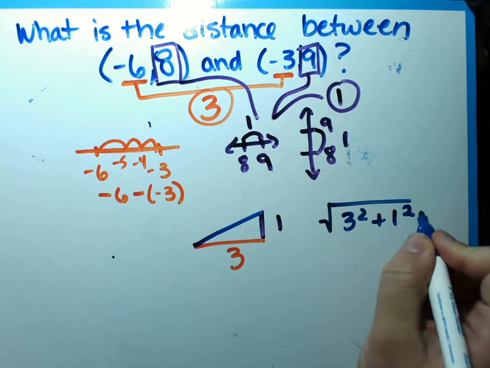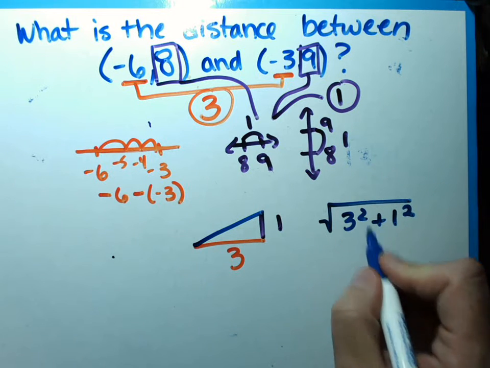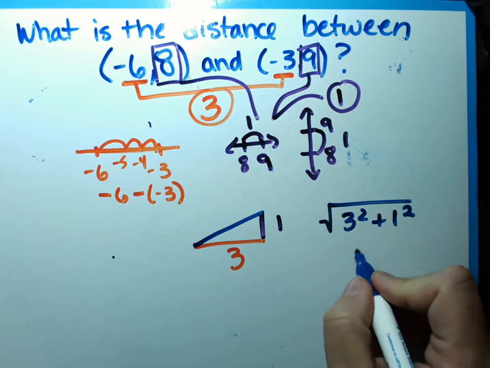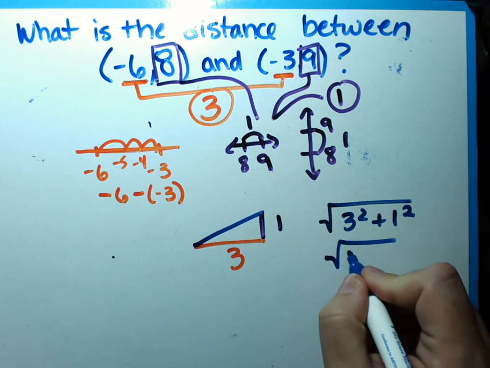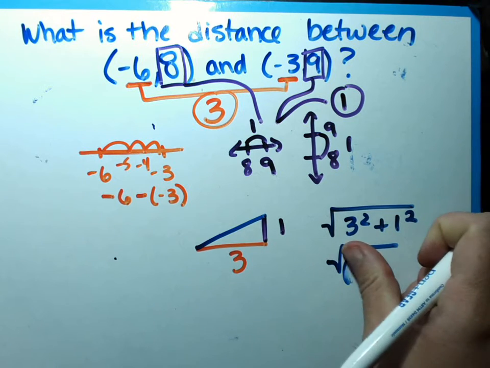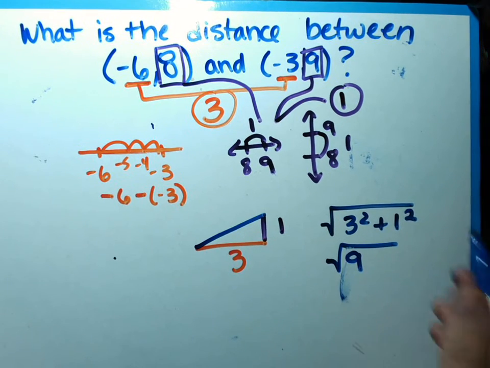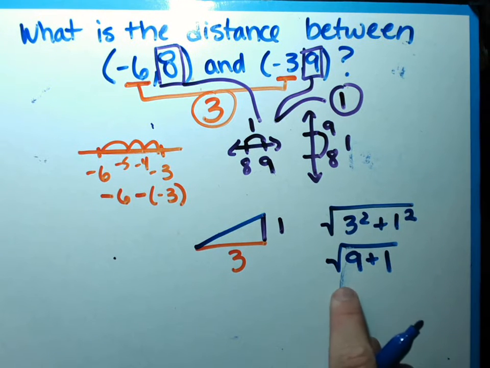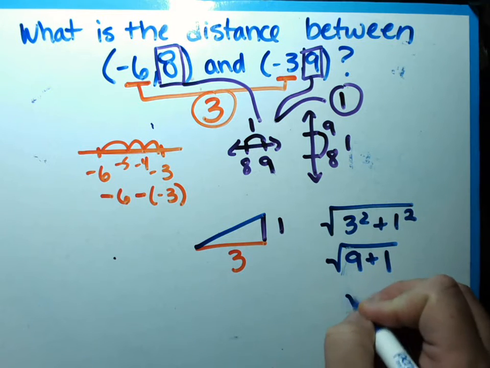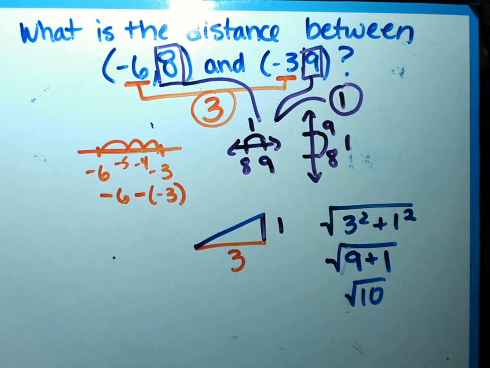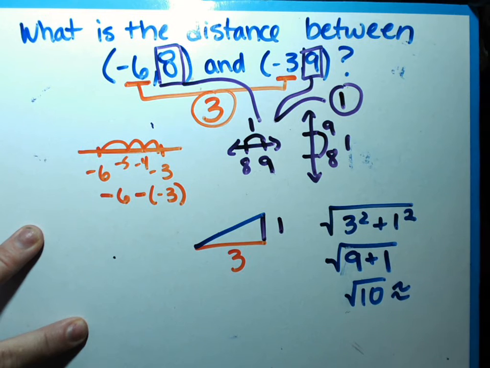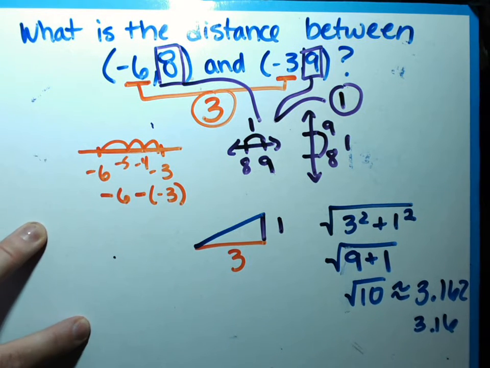3 squared is 3 times 3, which is 9, 1 squared is 1 times 1, which is just 1. So I have the square root of 3 squared, which is 9, and 1 squared, which is 1. 1's beautiful. 1 and 0 are the only two numbers that when you square them, they give you themselves. Okay, 9 plus 1 is 10, the square root of 10. Oh my gosh, that's ugly. Hey Google, what's the square root of 10? Square root of 10 is approximately 3.162. Okay, we normally do to the nearest hundredth, so 3.16.